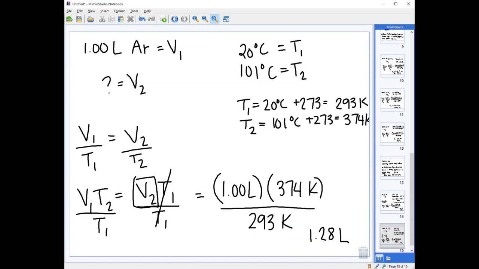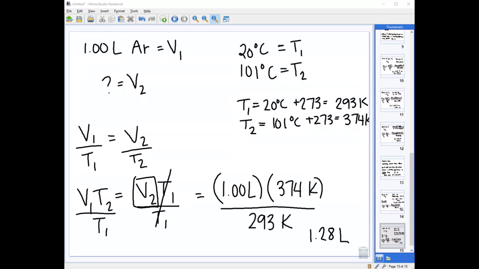Is this what we would expect? Does this answer make sense? Yes, this answer makes sense. Did everybody get 1.28 liters on this one? Good deal. All right, so this answer makes sense. My temperature went up, my volume went up.